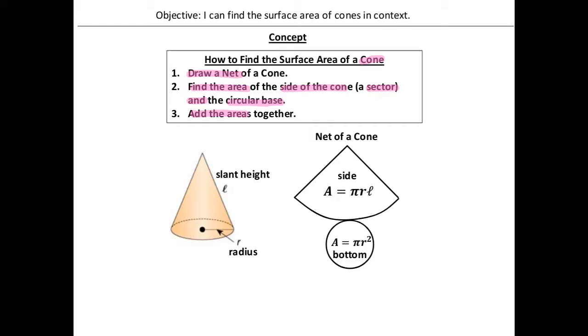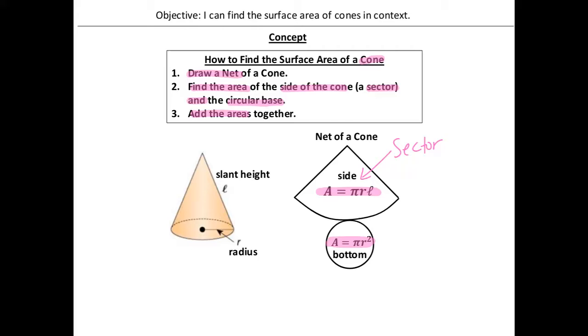So because I have a sector, the area of a sector formula is this: A equals pi r L is how you calculate the sector. Remember that triangular piece with a round bottom is called a sector. It's basically a piece of a circle, like a portion of the circle. So to find the area of the portion of the circle, you use that formula pi r L. And then the base is going to be a circle, so our formula for the circle is pi r squared.